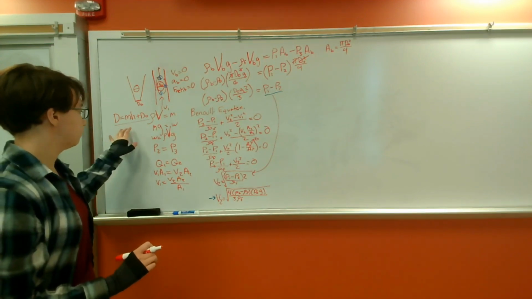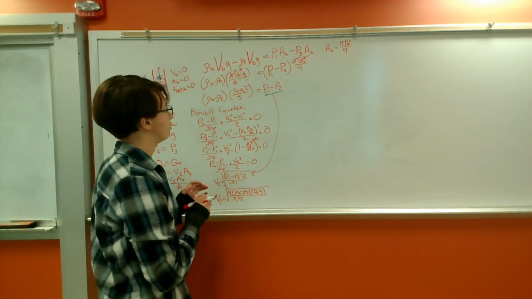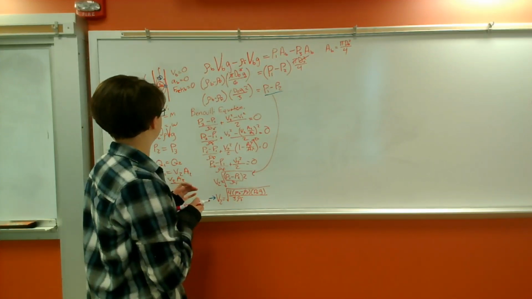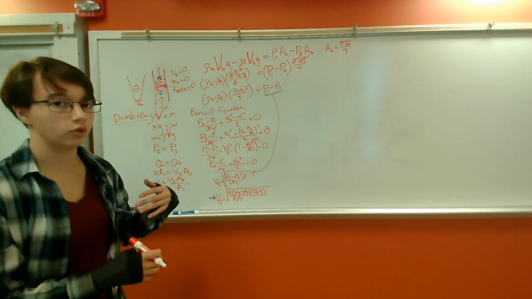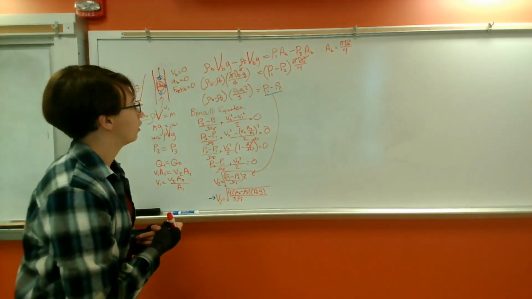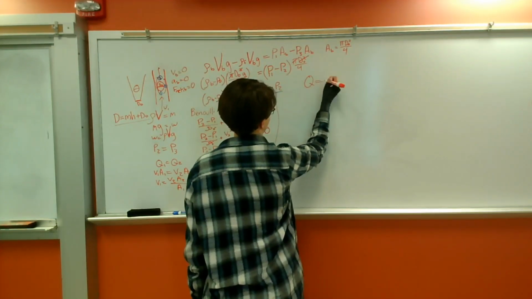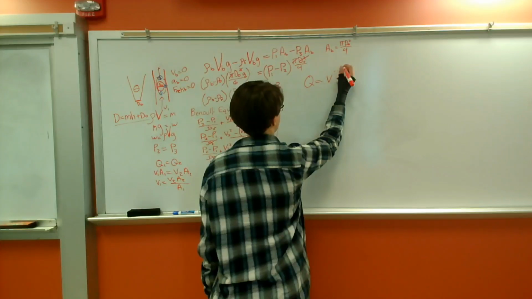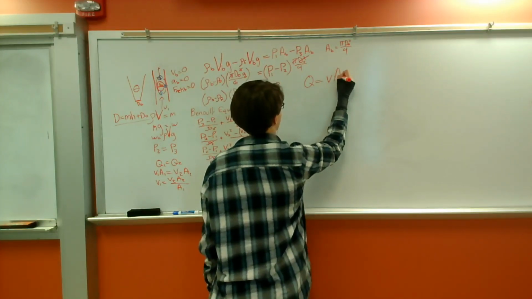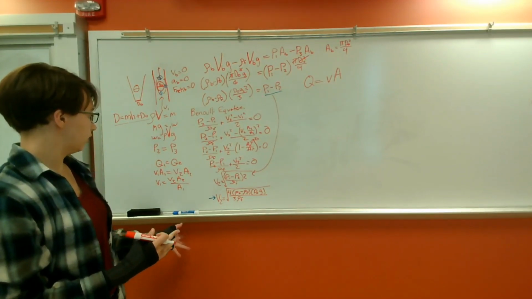Alright, so then for our flow rates, we're going to want to plug this and that into an equation for flow rate. So our general equation for flow rate is going to be the flow rate is equal to the velocity times the area. So which velocity and area do we want?